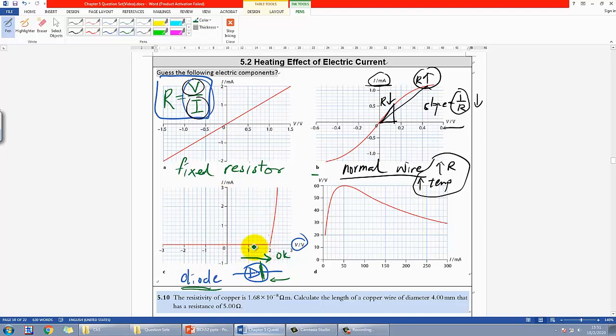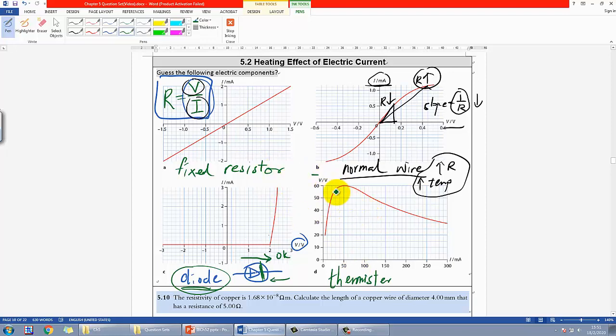While the opposite direction is rather easy. So this is how the diode works. We'll talk more about diodes in the future. For the last one, since you only have 4 choices, this one must be the thermistor. But let's also talk about why it is a thermistor.